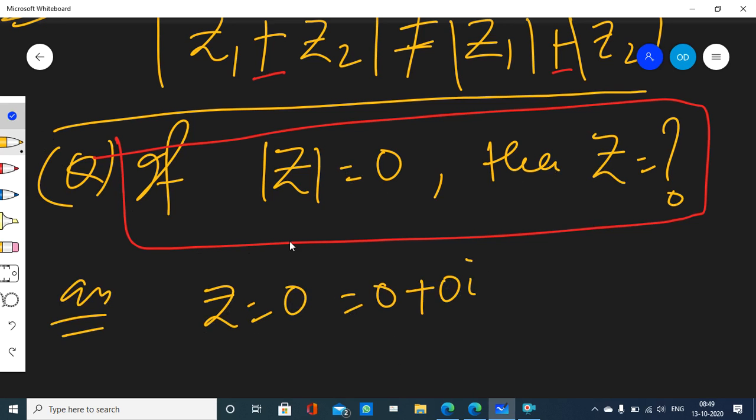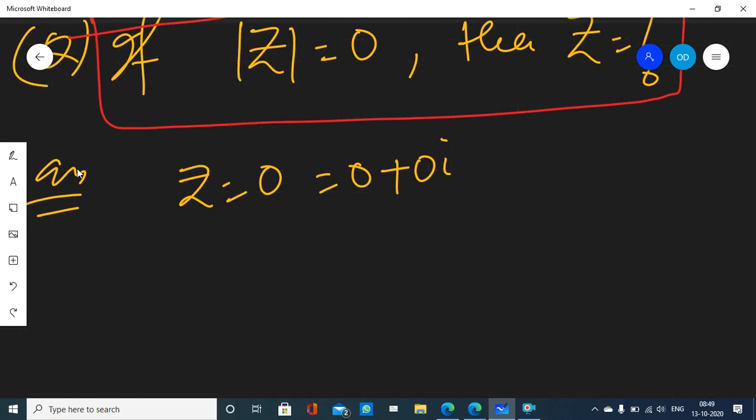Modulus of 0 is only equal to 0. Otherwise, if you take any other complex number, its modulus cannot be equal to 0. It will be a positive number. Can we prove it logically? Well, we can. Think for yourself.